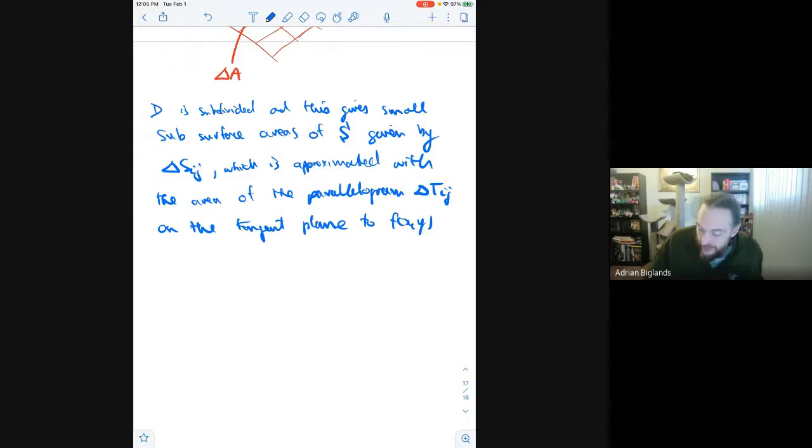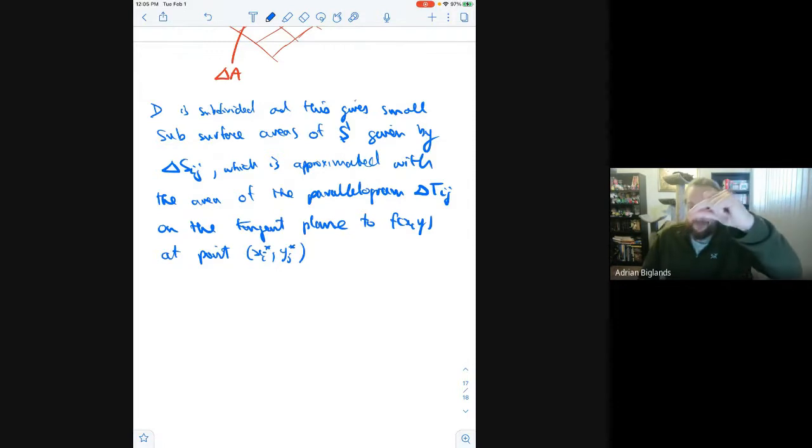To f of x,y at point xi star ij, yj star. So we subdivide it, we pick a sample point in each of those pieces. Above that sample point is a point on the surface. That point on the surface has a tangent plane. The area of the parallelogram is determined by the partial derivative vectors in there.